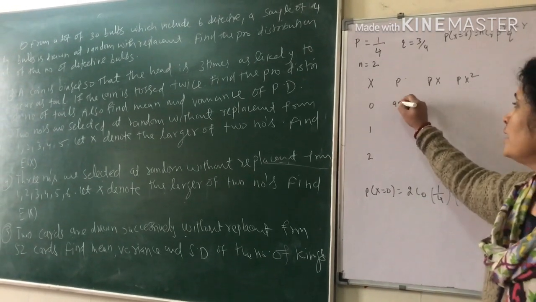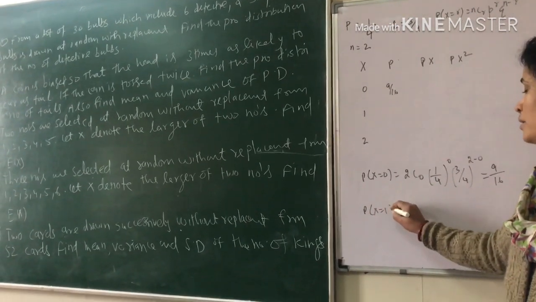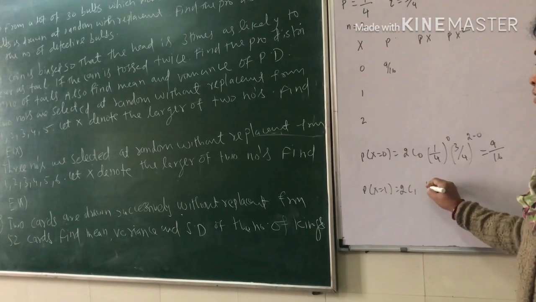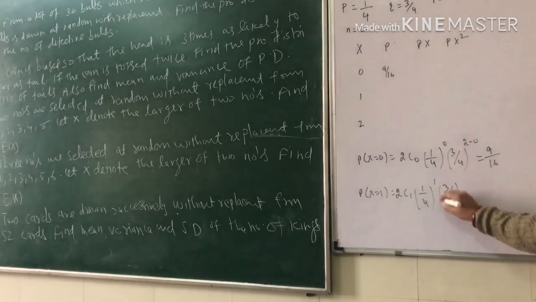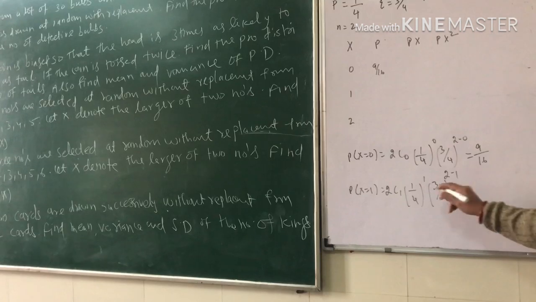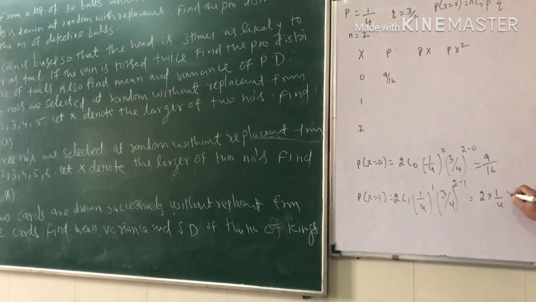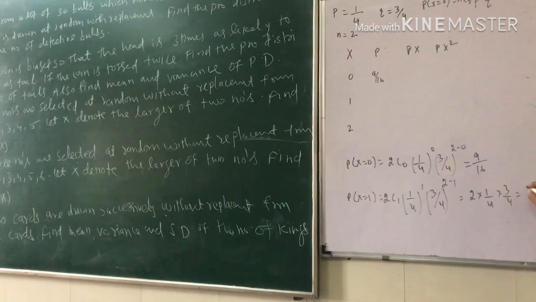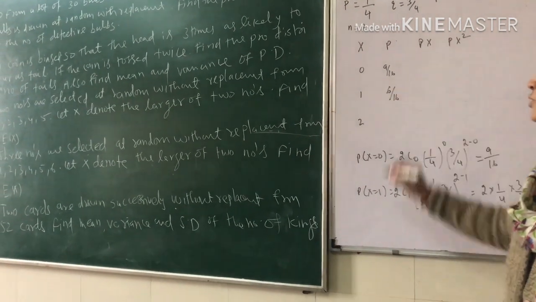Okay, so first we are getting 9 out of 16. Now probability of x is equal to 1. So that is equal to 2C1 into (1/4)^1 into (3/4)^(2-1). So that is equal to 2C1 becomes 2 into 1/4 into 3/4. So that is equal to 6 out of 16. So next we are getting 6 out of 16.